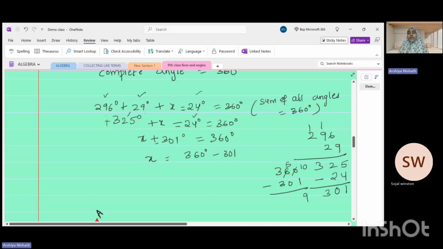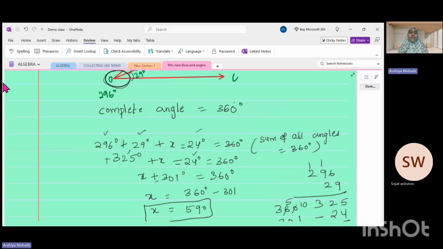So it will become 5. So we are left with 59. So what is my value of x? It is nothing but 59 degrees. X is nothing but 59. Okay, did you understand this?